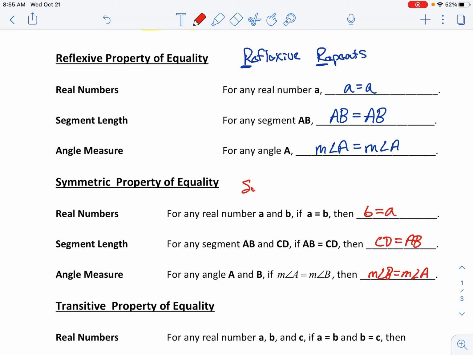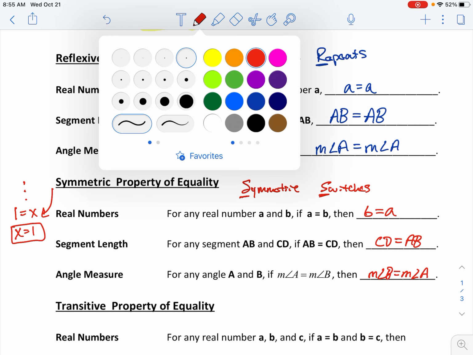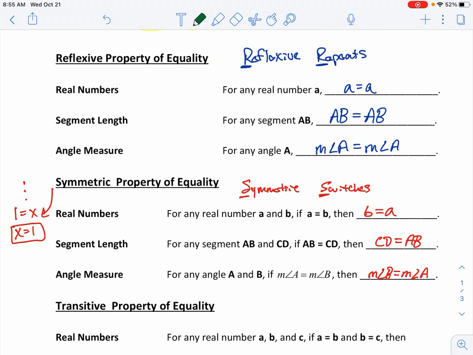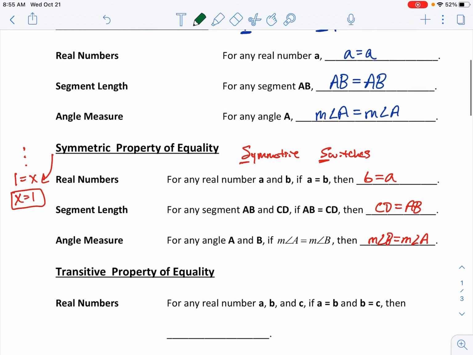So reflexive repeats, and what you'll hear me say about symmetric is that symmetric switches. It switches either side. It was A equals B, now it's B equals A. Sometimes we work out an equation and we get to something like 1 equals X, and I like having X on the left-hand side, so we'll do this. The symmetric property allows me to switch sides. So there are our two new properties, the reflexive property and the symmetric property.